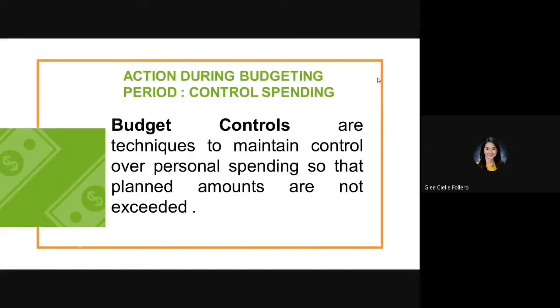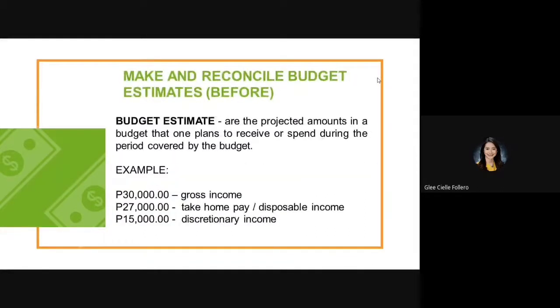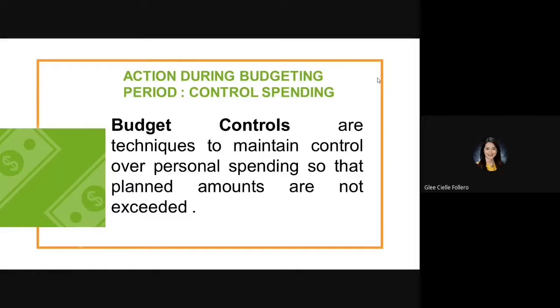And then after that, we have the action during budgeting period. Itong dalawa kanina, setting financial goals and making and reconciling budget estimates, you do that before your budgeting period. And then during budgeting period, you do the control, control spending. So, ano ba yung budget control?